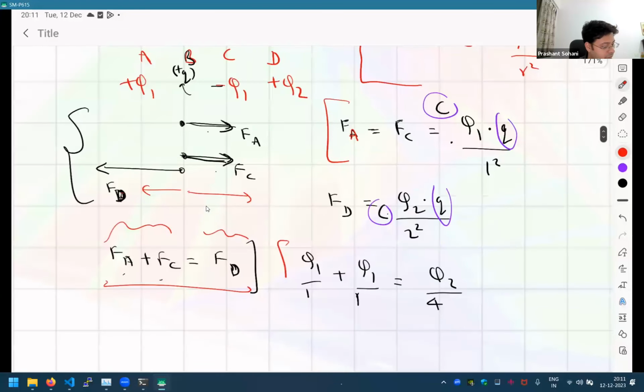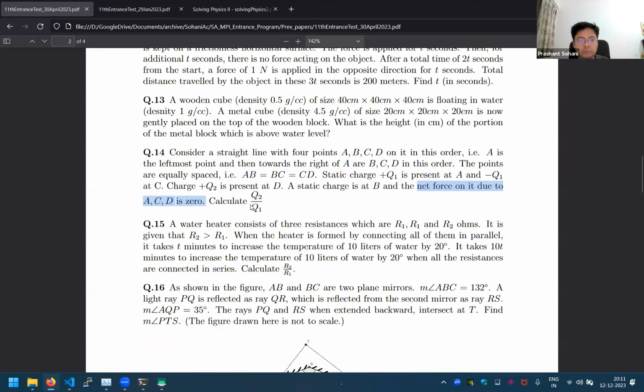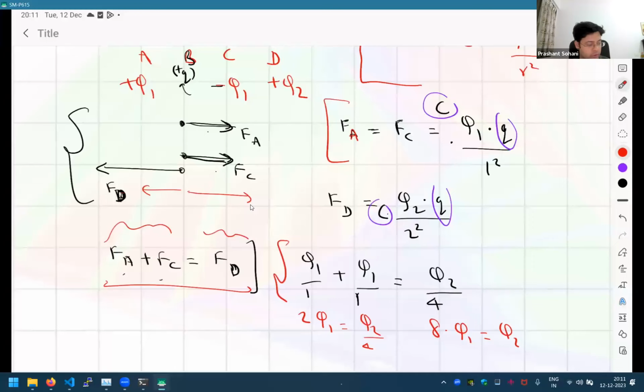So now, if I simplify this, I'm just saying 2Q1 is equal to Q2 upon 4, or in other words, 8 times Q1 is equal to Q2. And what I'm supposed to find is the ratio Q2 upon Q1. So Q2 upon Q1 is 8. Right?